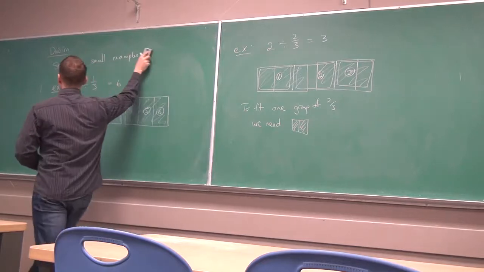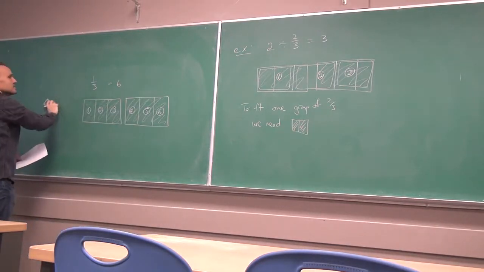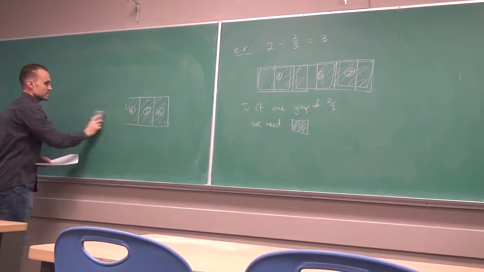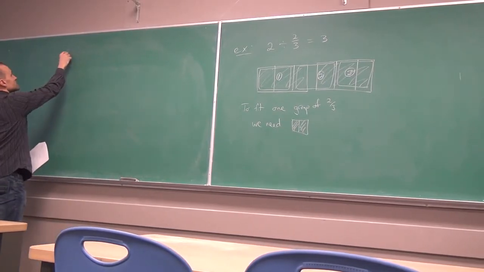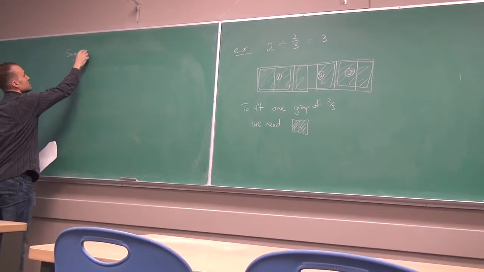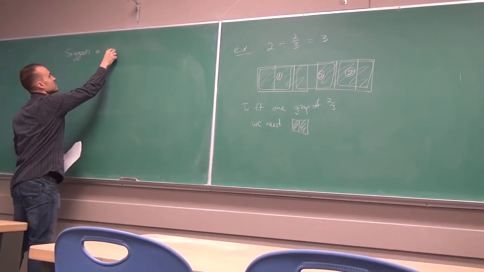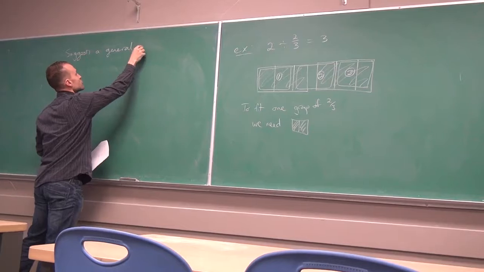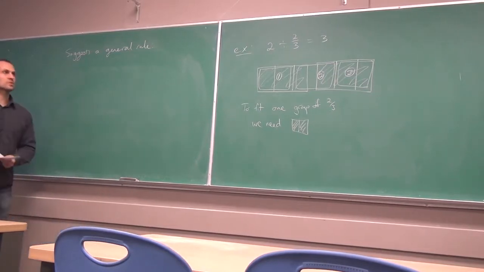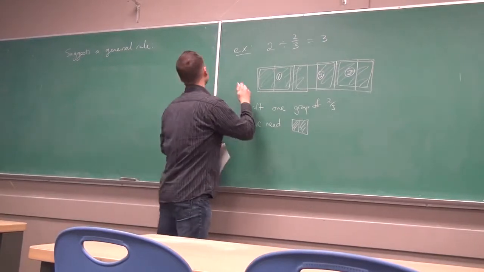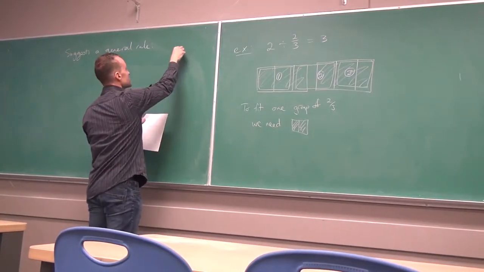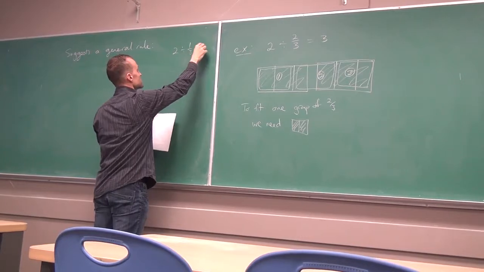Now, in general, this suggests a general rule for how to get these answers without a diagram. So what was the other one we had? 2 divided by 1/3 was 6.